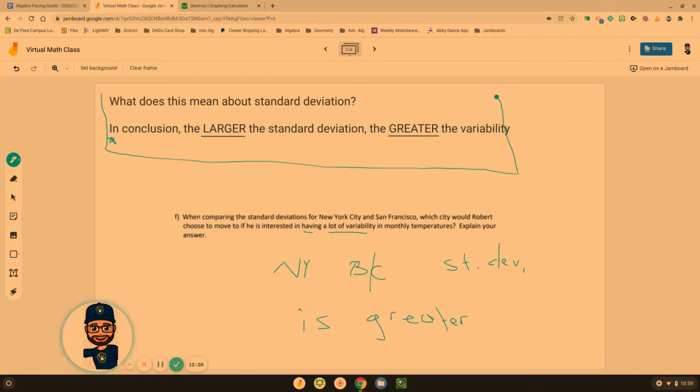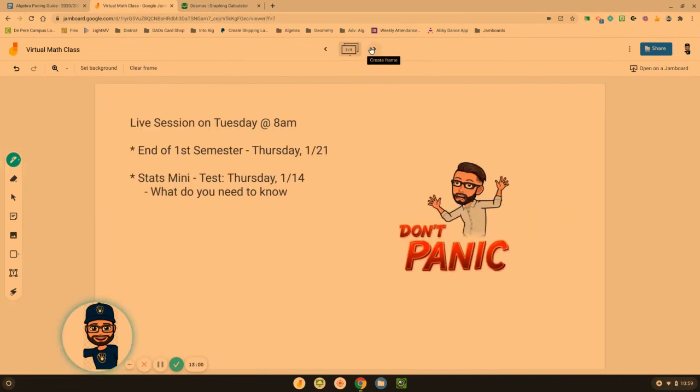Make sure you know how to use Desmos and you reach out if you need to. Again, we're coming down to the end of the semester. We got like 7 days left, 4 this week, 3 next week.